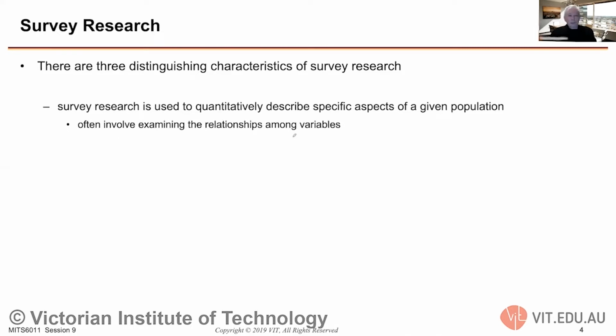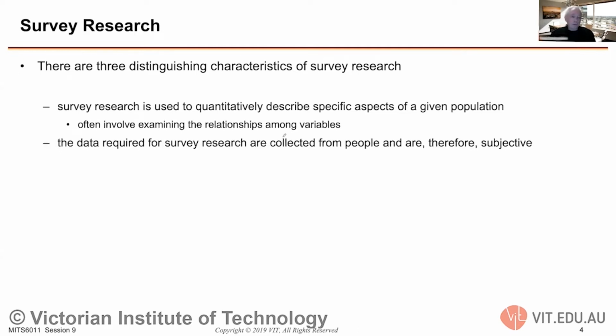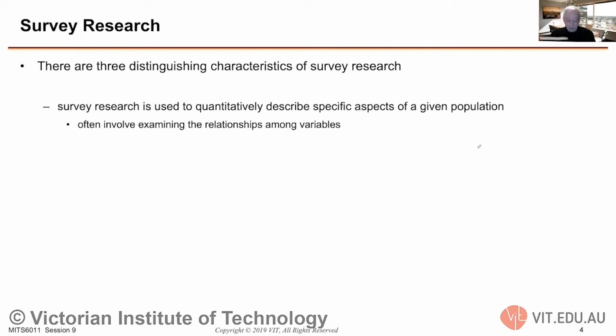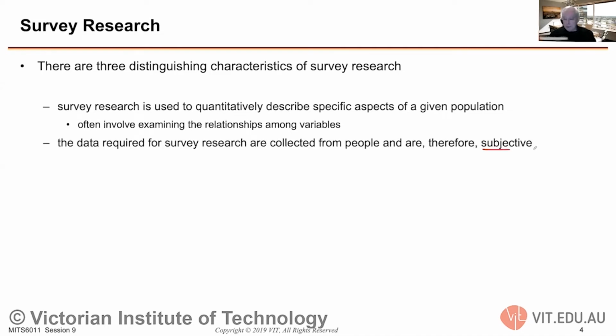Second, it often involves examining relationships among variables. So there might be different variables. You might be looking at seeing if certain dietary supplements might cause liver cancer. So you might survey people with liver cancer and then ask them, do they take any dietary supplements? Third, the data required for survey research are collected from people. Therefore, you have to realize anything we collect from people is subjective. The moment you put humans in the mix of anything, answers become subjective.